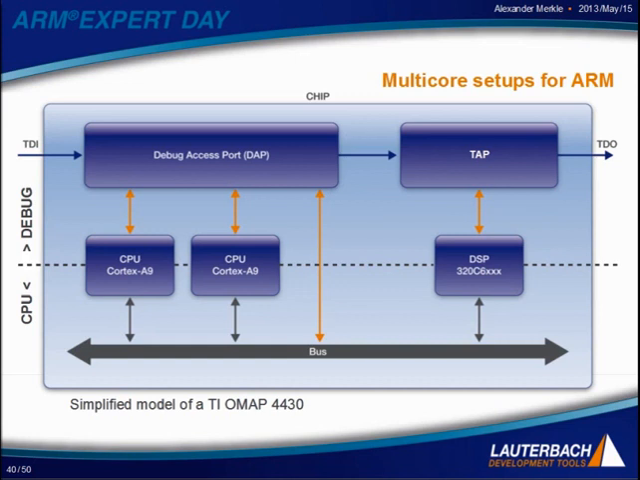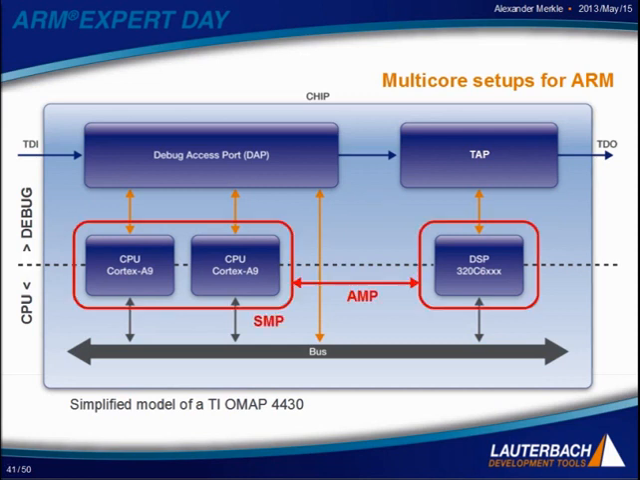So here again we have on the upper half the chain. We connect our debugger to the left, to the right. We communicate in this chain via the debug access port with the Cortex-A9 cores and via a classical TAP controller with the DSP. What we want to do now is we set up the following session. We combine both Cortex-A9 cores in an SMP session, and we will use the DSP together with this SMP session in an AMP setup.